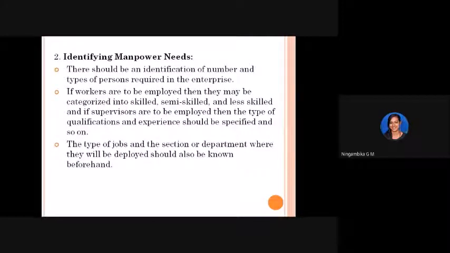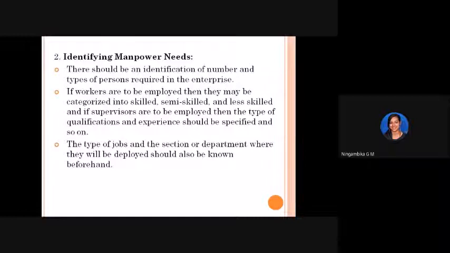Coming to the second point, identifying manpower needs. There should be identification of the number and type of persons required in the enterprise. All the details should be collected before looking out for a candidate. How many people are they looking for? What is the head count? Yearly, how many are they recruiting? Is there any uncertainty, like an uncontrollable situation, where recruitment can happen in between? All this should be maintained.